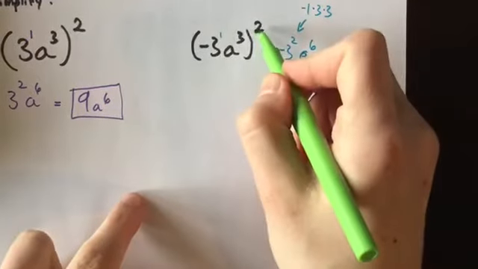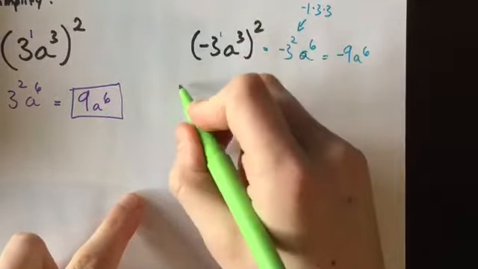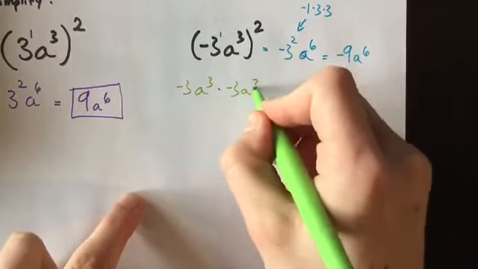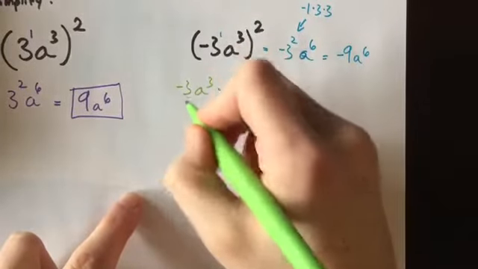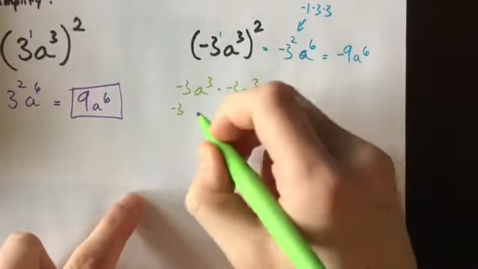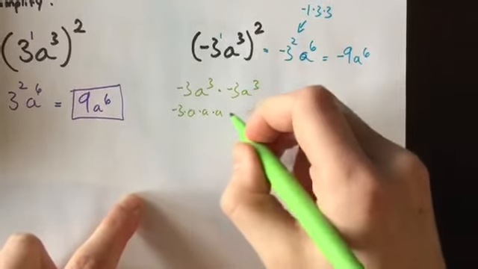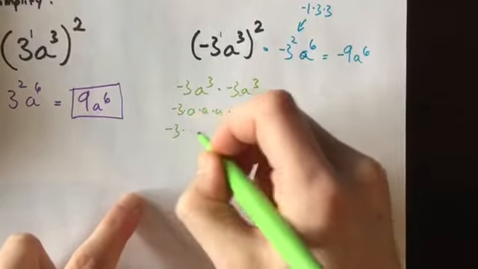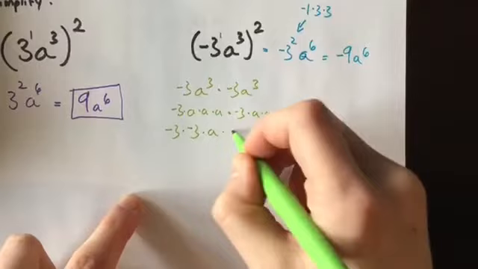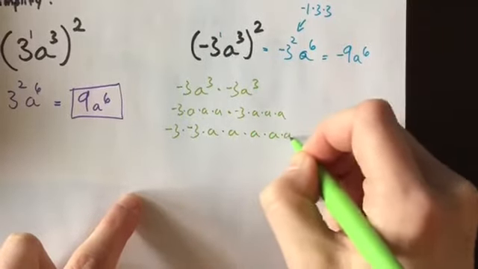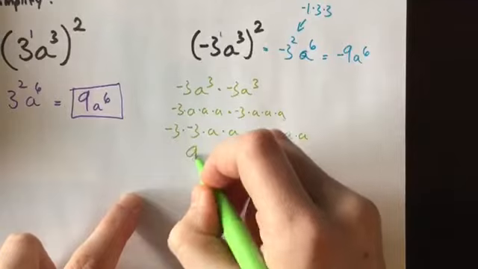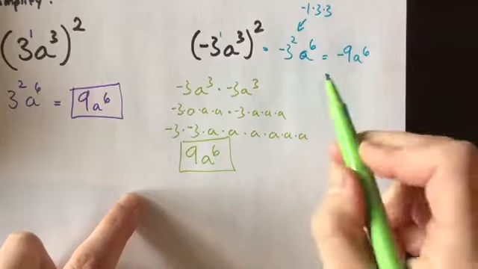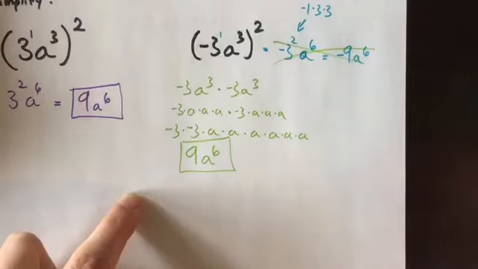Let's take a second and look at what this looks like if we expand it out. So if we think, okay, base of the 2 is -3a to the third times -3a to the third. Continue to expand that. That's -3 a times a times a times -3 times a times a times a, and we reorder. -3 times -3 times a times a times a times a times a times a gives us +9 a to the 6th. So what we did using our rule, that didn't work.